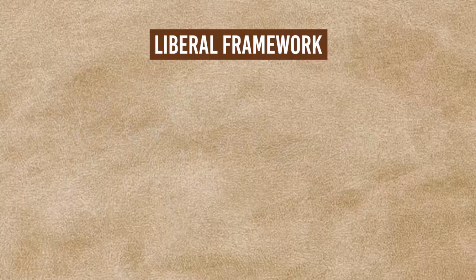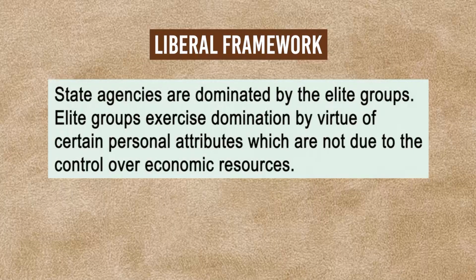And so we find that the state agencies are generally dominated by the elite groups. The elite groups exercise domination by virtue of certain personal characteristics, which are not due to the control of any sort of economic resources that they have. The liberal theory holds that in a democracy, the elite groups do not use power in their personal or group interests.